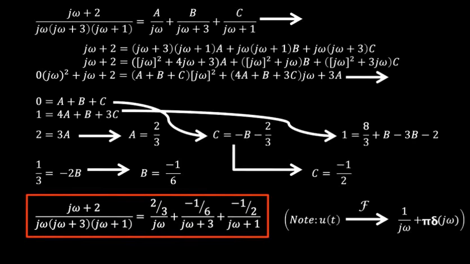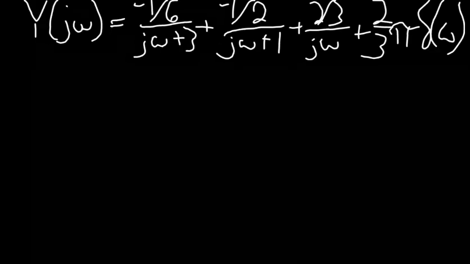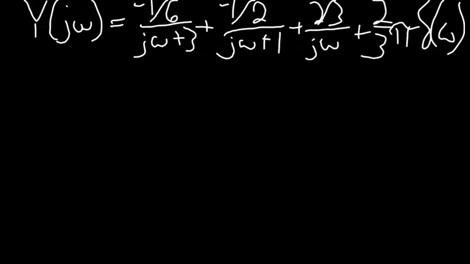To solve the first part of y of j omega, the easiest way is to use partial fraction decomposition, which, as you can see, has been solved completely, and the result is 2/3 divided by j omega, plus negative 1/6 divided by j omega plus 3, plus negative 1/2 divided by j omega plus 1.